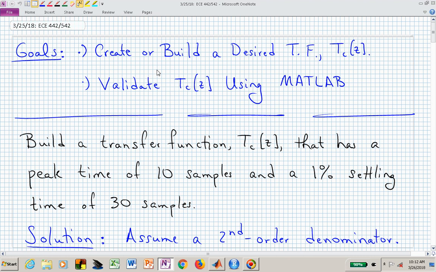In ECE 442-542, in this video, we are going to work with our performance specifications or design specifications to build a desired transfer function T sub C, where the C subscript refers to closed loop. These are our desired behaviors that we want our controlled system to exhibit. Once we've finished creating this transfer function, we'll try to validate that using MATLAB.